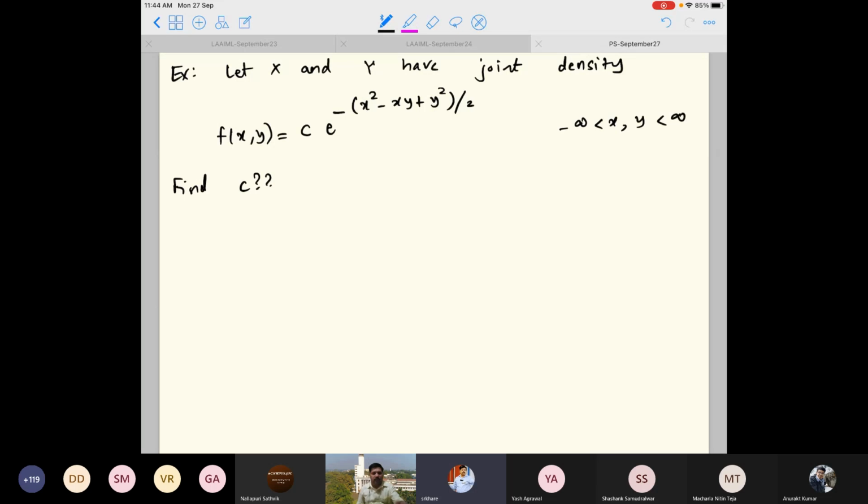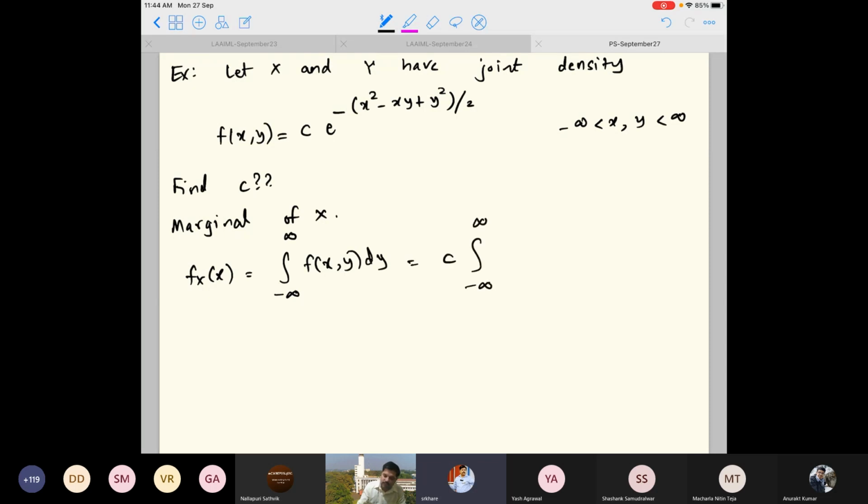That's one way of doing it, but I will do it in a slightly different way. I will look at the marginal of x, and go through that approach. So what is the marginal of x? Marginal of x is obtained by integrating y over its range. Integrate f of xy dy. So this is the marginal of x.